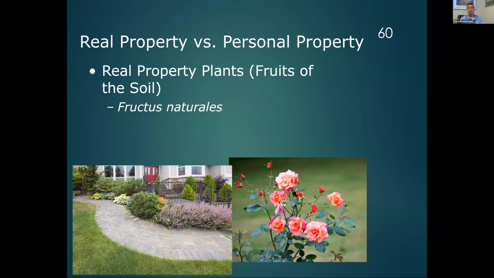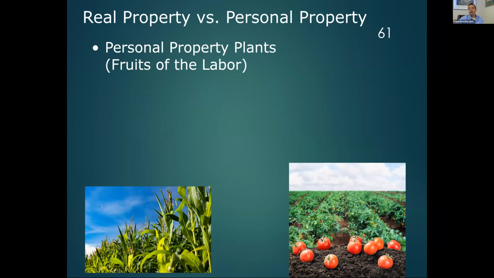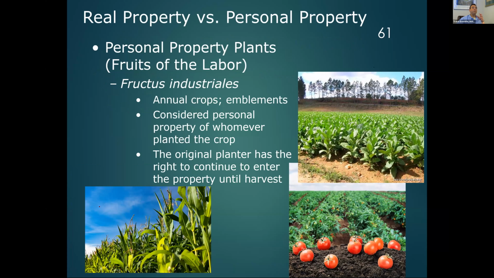Whereas those like on this screen right here, because they do come back every year, are considered real property. Bushes, shrubs, trees, all of those are real property. Now, why is that important? Because, as we said earlier, when you're selling a piece of land, we're including all of the real property, but we're not including the personal property.